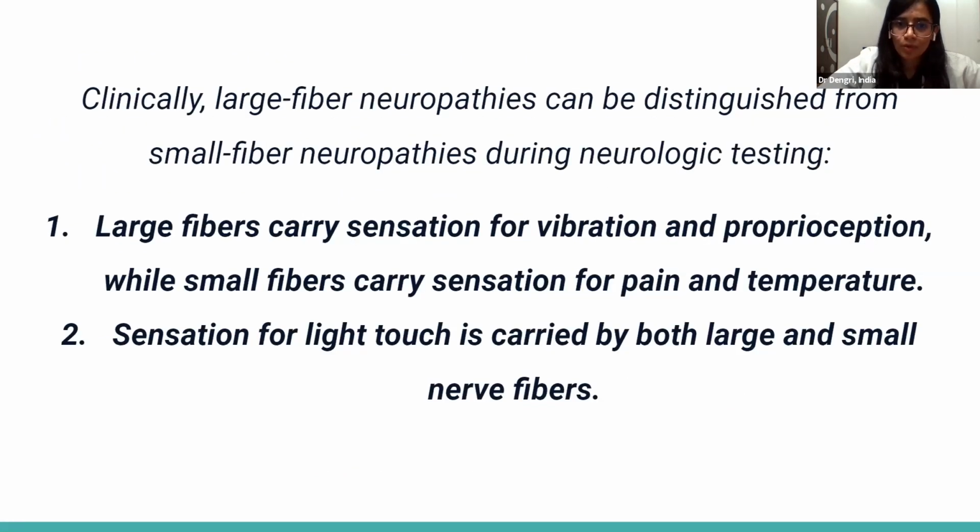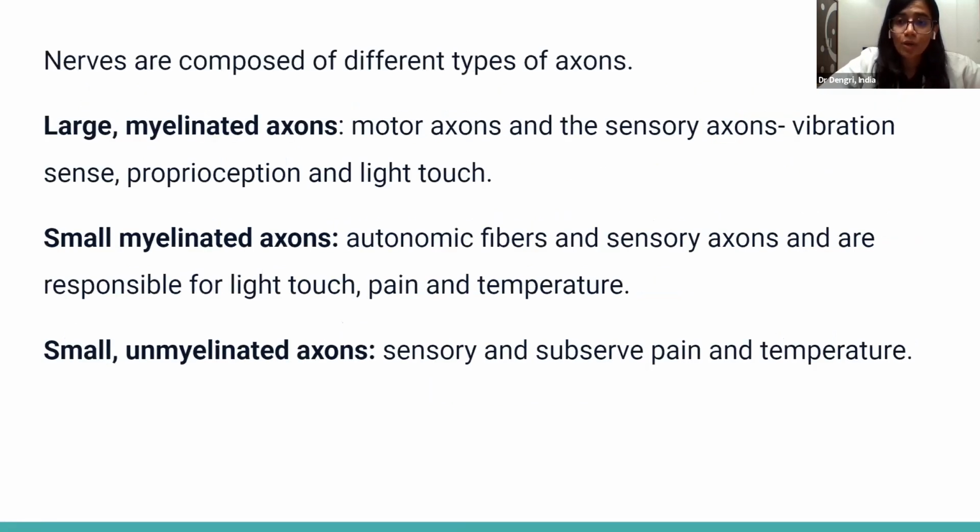So clinically, what is important? It is that large fibers carry vibration and proprioception, small fibers carry pain and temperature, and light touch is carried by both of them. And clinically, one of the most important things that I've also noticed, a patient with a large myelinated axon peripheral neuropathy comes with symptoms which they say are a tight band-like experience, feeling as if they're walking on clouds, feeling of walking on cotton. So that is a symptom when the patient has loss of proprioception and vibration sensation.